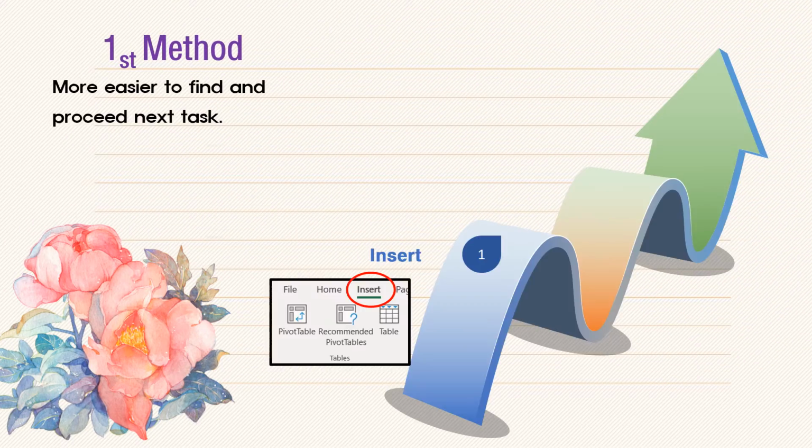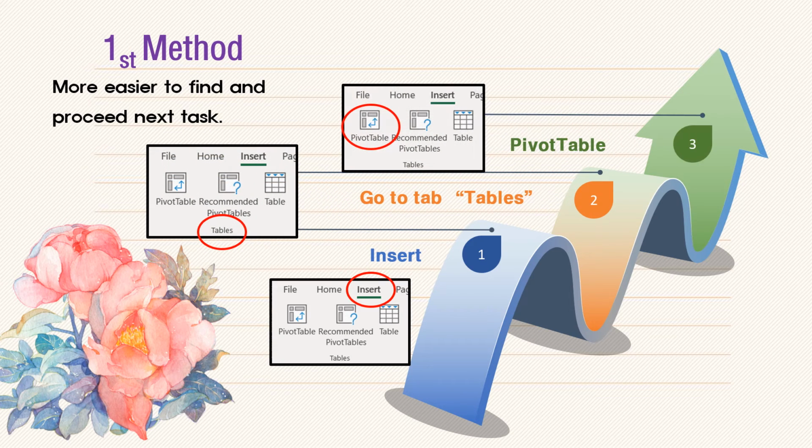The first method, let's see. It is easier to find and proceed to the next task. First, you select Insert, as you can see inside the ribbon, and find the table tab. The first method is the table tab. So in the table tab, you may find the pivot table. The icon of the pivot table is just a square with arrows.